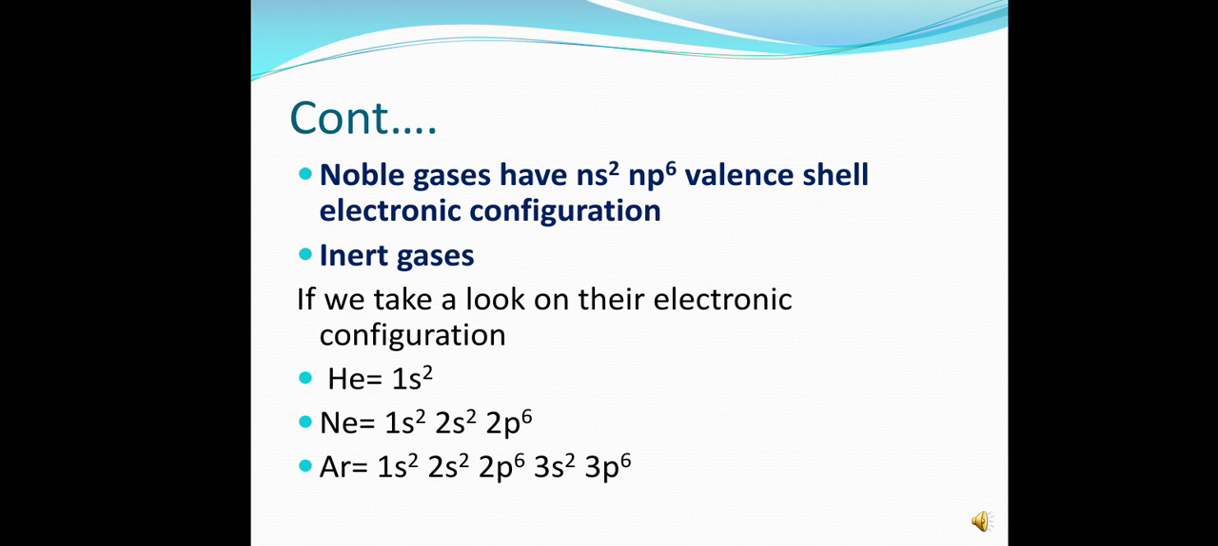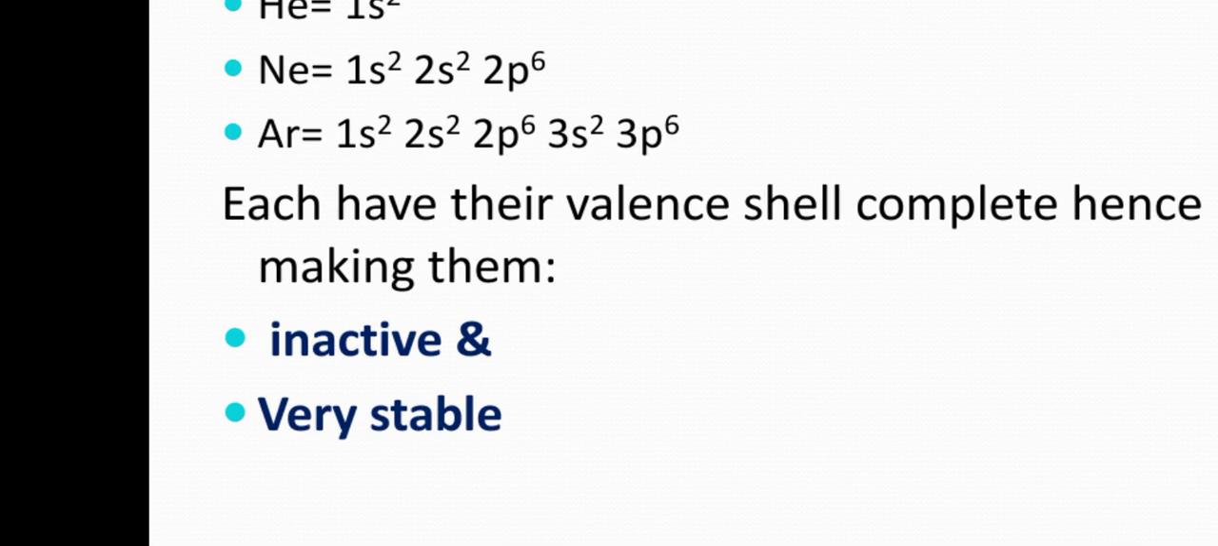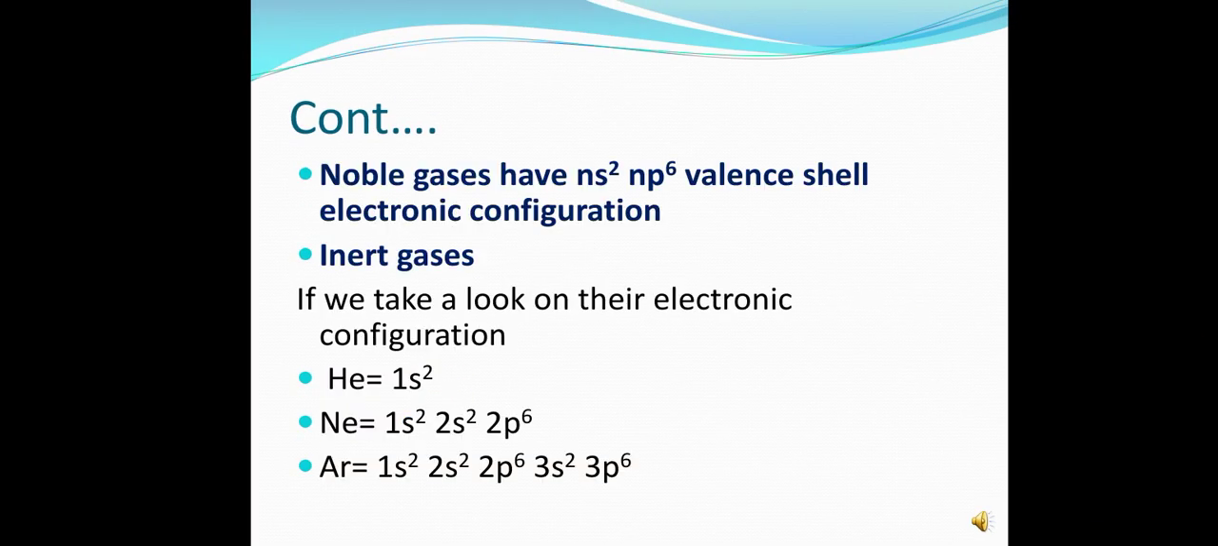So the noble gases have the electronic configuration of ns2 np6. ns2 np6 means 2 plus 6, 8. So their last shell must have 8 electrons in it. For that, they are known as the inert gases.